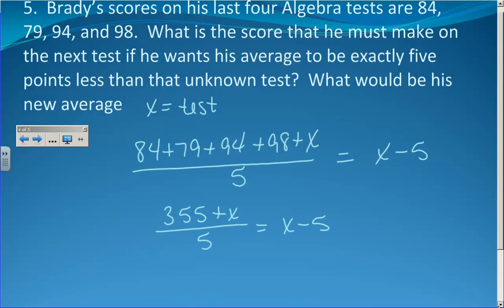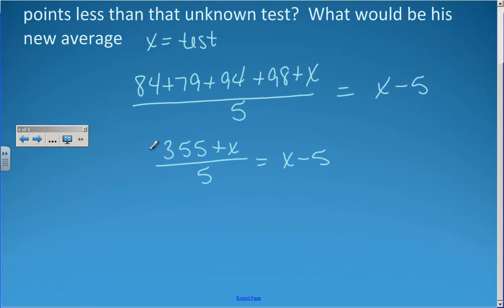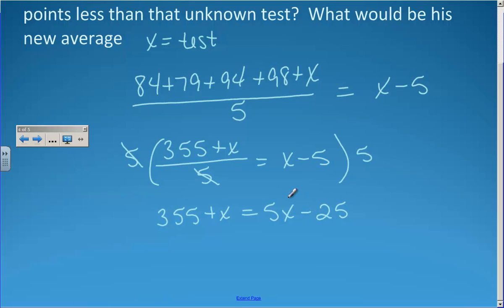And I'm going to start to solve this. The first thing I'm going to do is get rid of this division. So I'm going to multiply by 5 to cancel these out, and I'll multiply this side by 5. So I have 355 plus x. And then on this side, I have to do 5 times x, which is 5x, and 5 times 5, which is 25. I now have variables on both sides. I'm going to take the smallest one and move it. So I'm going to subtract x from here and from here, once on each side of the equal sign. So I have 355 equals 4x minus 25.